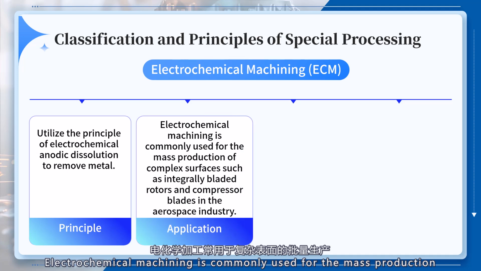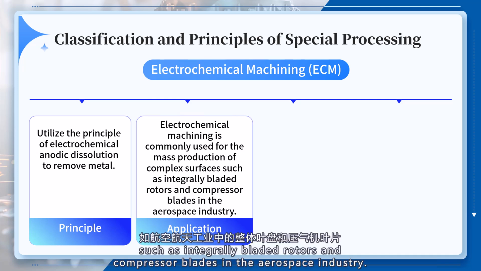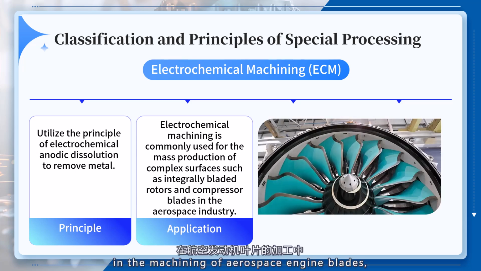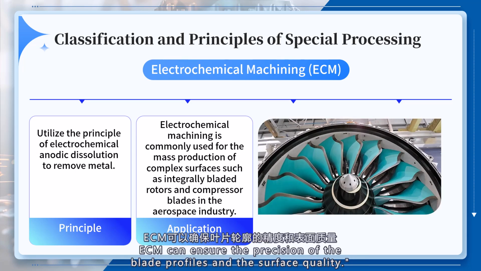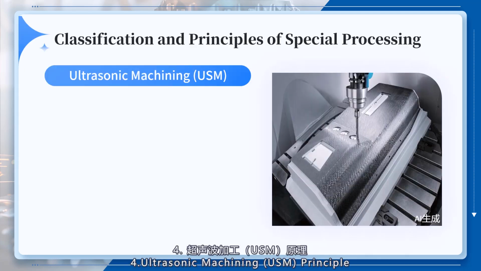Application: electrochemical machining is commonly used for the mass production of complex surfaces, such as integrally bladed rotors and compressor blades in the aerospace industry. For example, in the machining of aerospace engine blades, ECM can ensure the precision of the blade profiles and the surface quality. 4. Ultrasonic machining (USM) principle.